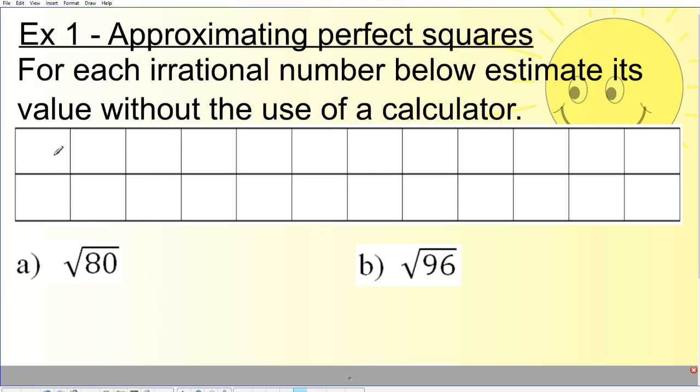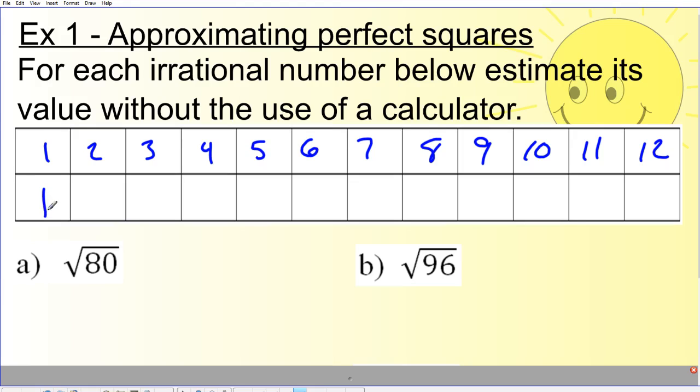So basically what I'm going to do is at the top, I'm going to write down 1, 2, 3, 4, 5, 6, 7, 8, 9. Whoa, that's not a 9. 9, 10, 11, 12. Okay, so hopefully you got the pattern there, right? Now, the bottom here, we're going to put down what is 1 squared. 1 times 1 is 1. What is 2 squared? 2 times 2 is 4.